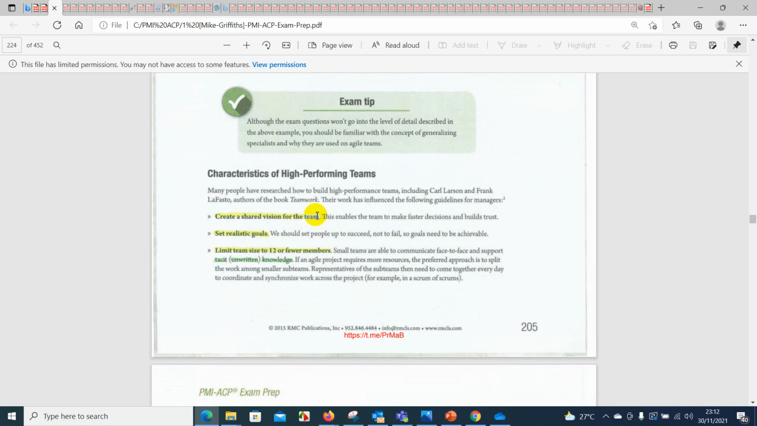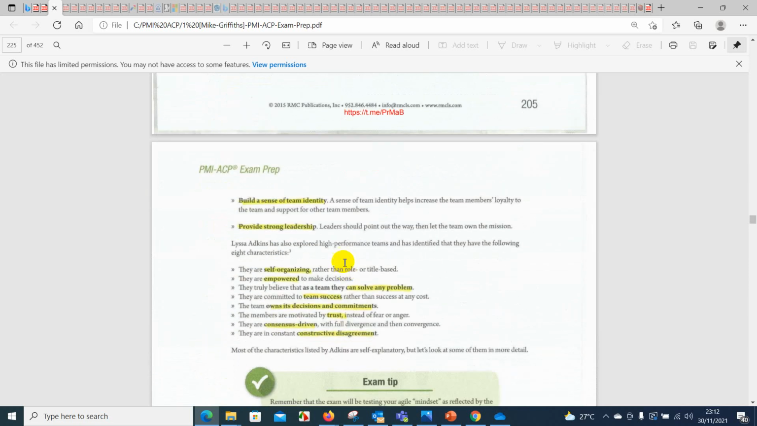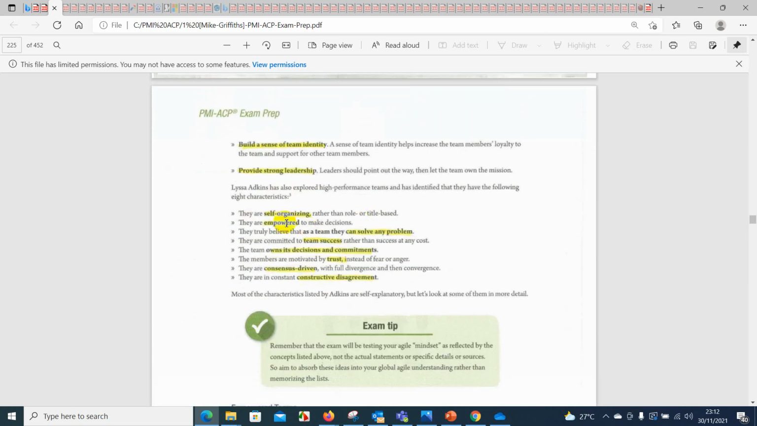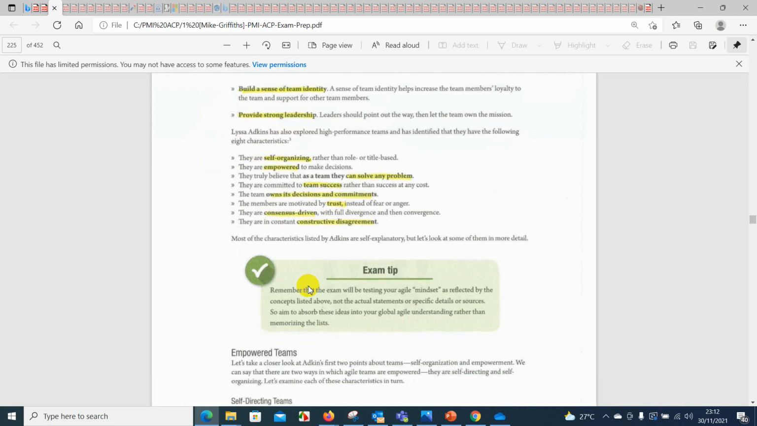Characteristics of a high performance team: treat a service of the team, set realistic goals, limit the team to 12 or fewer. Okay, characteristics of a high performance team: build a sense of team identity, provide strong leadership, design following self-organization, empower to make decisions, esteem that they can solve any problem, they are committed to team success, they own the commitment, they are motivated to trust, they are conscience driven, and they are in constant constructive disagreement.